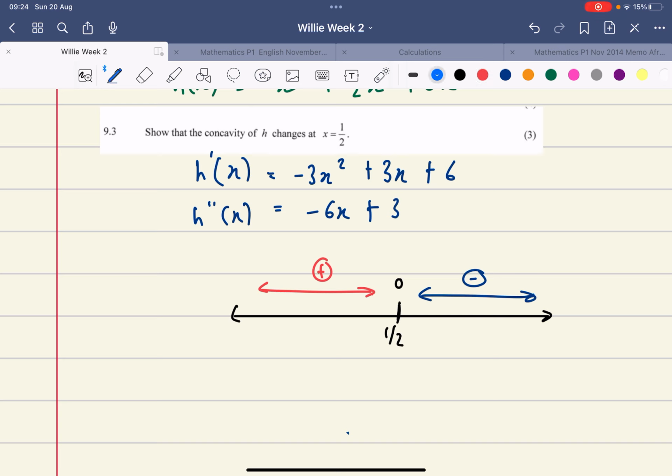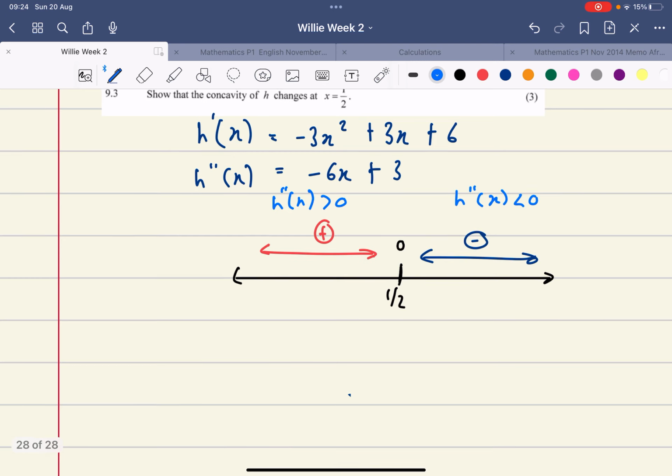So h double prime of x is smaller than 0 for x greater than a half, and h double prime of x is going to be greater than 0 for x smaller than a half.